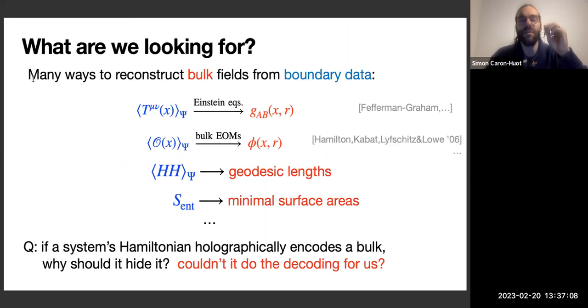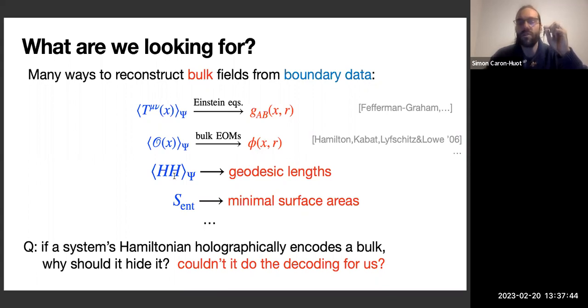Typically, the existing methods to construct the bulk fields from boundary data look as follows. The graviton in the bulk is dual to the stress energy tensor in the boundary. If you know the expectation value of this tensor in a holographic state, you can plug it into the Einstein equation, solve it order by order in the radius, and get a bulk metric. So with the Einstein equation, you can go from one to the other. Similarly, using other bulk equations of motion, you can reconstruct other fields.